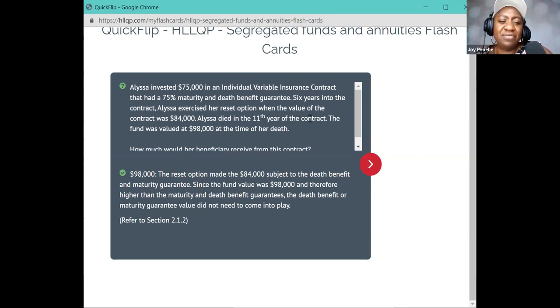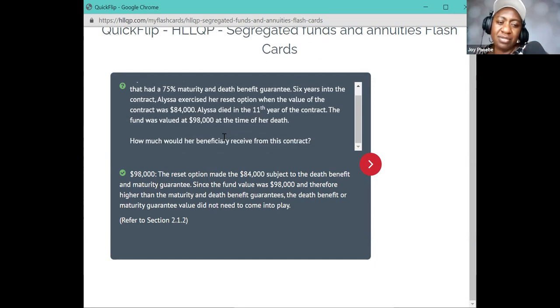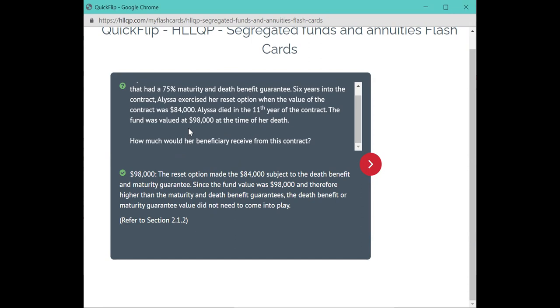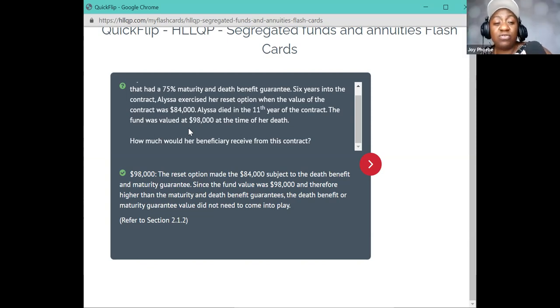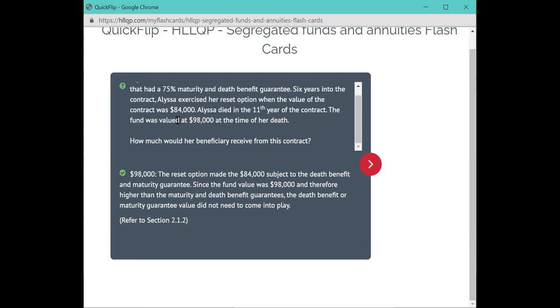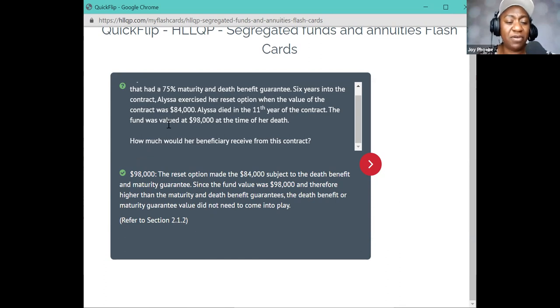Let's say that Elisa died in the 11th year of the contract and the fund value was 78,000 at the time of her death. How much will she collect? That's 75% of 84,000. Yes, she will collect 75% of the guarantee because she has reset the guarantee. Now it's 84,000. So she's not going to collect 84,000. She will collect 75% of 84,000.